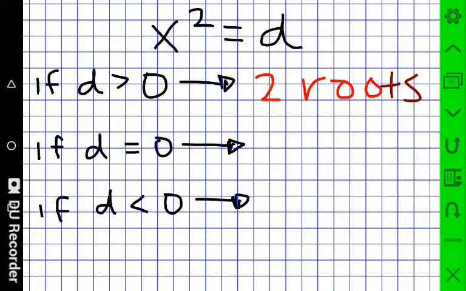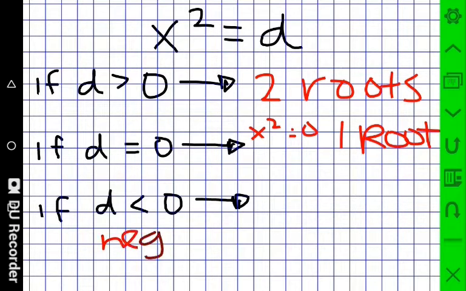If D equals 0, so if it says x squared is equal to 0, that means you are only going to get 1 root. And I'm going to show you what that looks like. Now if D is less than 0, meaning it's negative, if you get a negative number over there, you are going to get no roots. So I'm going to show you 2 examples of what this looks like. We've been doing 2 roots, but I'm going to show you 1 root and no roots here.